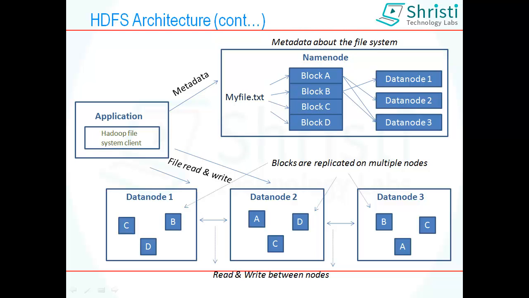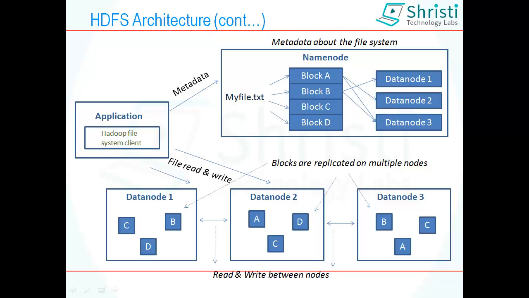Let's say you had 4 blocks, 4 64 MB blocks. So block A, B, C, and D. Forget about it, I'm showing this diagram which captures A and B. The name node maintains metadata about block A. Where is it stored? It's stored in data node 2 and 3. Block B is stored in 1 and 3. That is what's shown here.